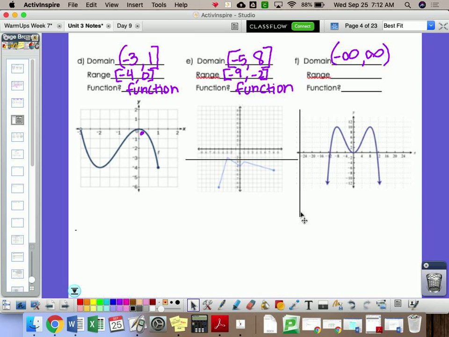I can also do my, is this a function or not? So if I drag this across, am I crossing in two places anywhere or more? No, I'm not. So that tells me that this is a function.